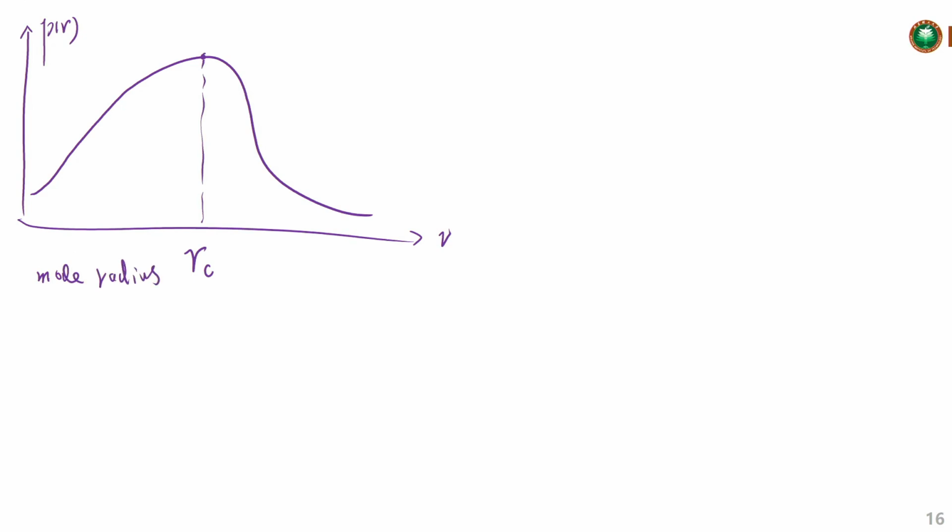So how to calculate that? For the maximum, that means the derivative of n(r) equals 0, right? So we get rc of gamma equals alpha divided by B times gamma here. So this is the expression for the calculation of the mode radius here.